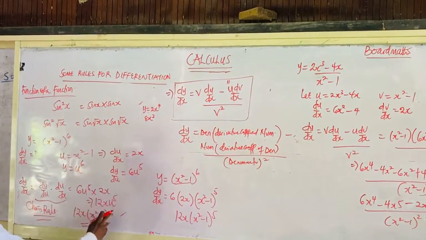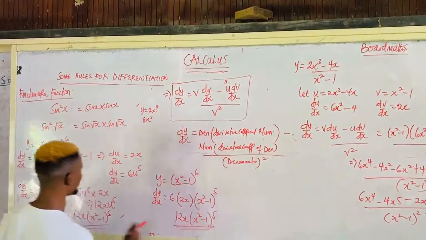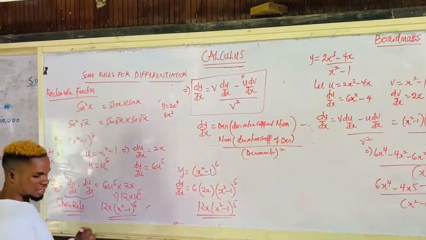So raised to power 5. That's a mistake. Raised to power what? 5. Because it is u raised to power 5. So the same thing.